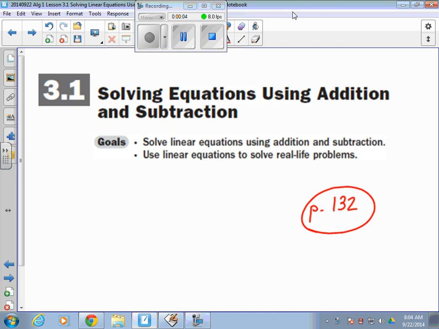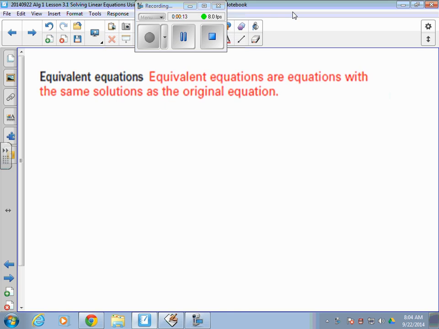This is lesson 3.1 in Algebra 1. We're solving equations using addition and subtraction, beginning on page 132. First thing, we have a few definitions. Equivalent equations is number one. It says equivalent equations are equations with the same solutions as the original equation.